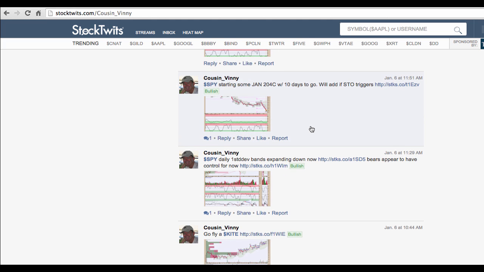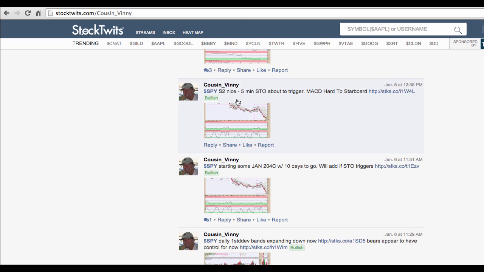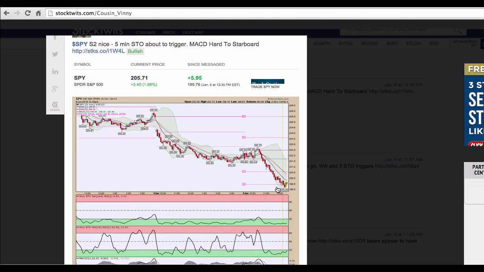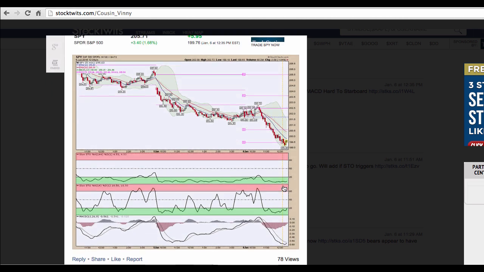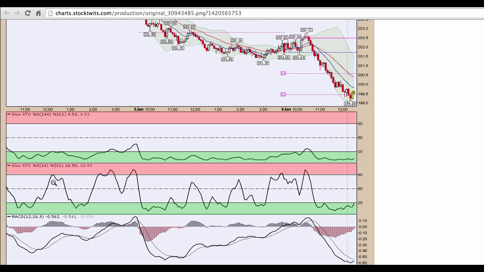Now if we go further into the day, I'm looking at SPY Jan 204.50 calls with 10 days to go. That's the post that we're talking about. We're looking at SPY, the S2 on the 5-minute, which if you bring up this post, you can see what we're looking at right here. Prices are right on S2, and you can see where the slow stow is. We're getting a trigger on the 14.1 here, okay, but we want to get a trigger on the 144. The reason why is because the 144 is much harder to trigger, and that's what we use for a signal.